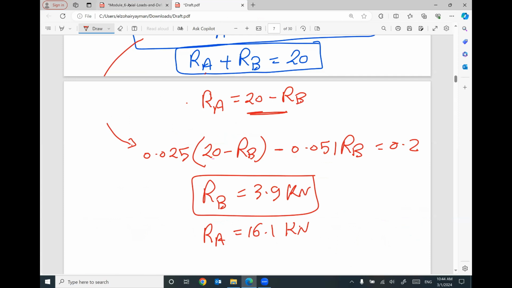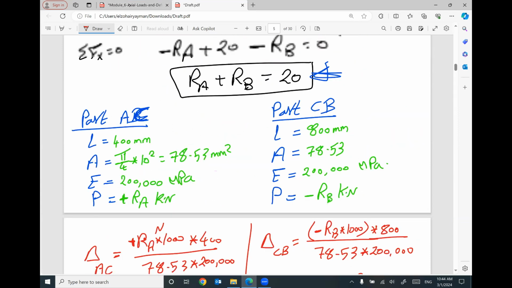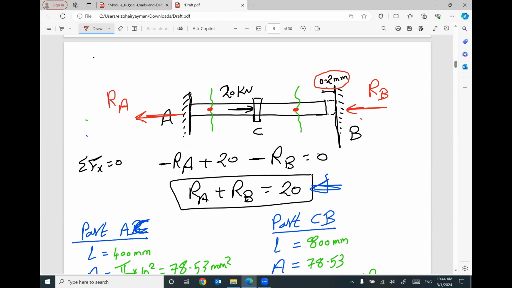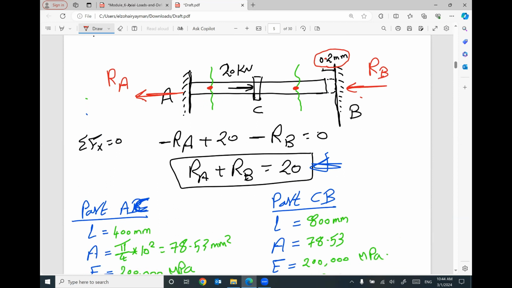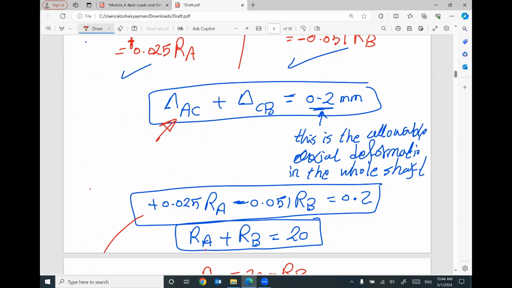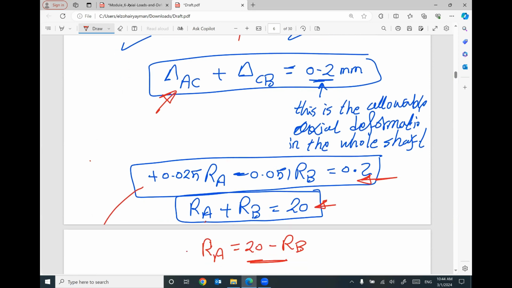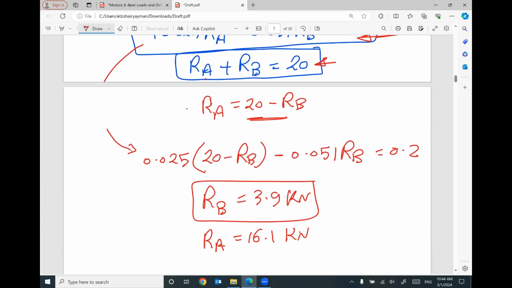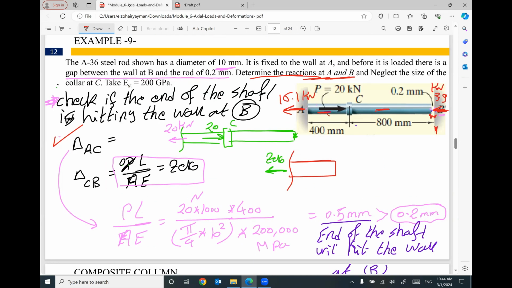The second step, I figured out we have reaction at B and reaction at A. I figured out the axial deformation in part AC and in part CB. Keep in your mind the summation of the total axial deformation is only allowed to be 0.2 millimeter. After that, we are not allowed any axial deformation. This is called the compatibility equation. So I set up two equations from engineering mechanics and axial deformation compatibility, and solved the two equations together to find the total reaction at A and at B.